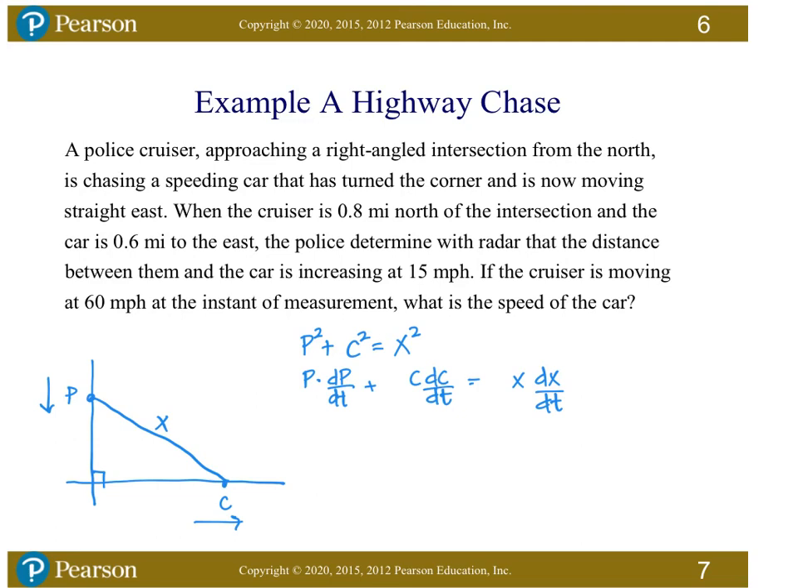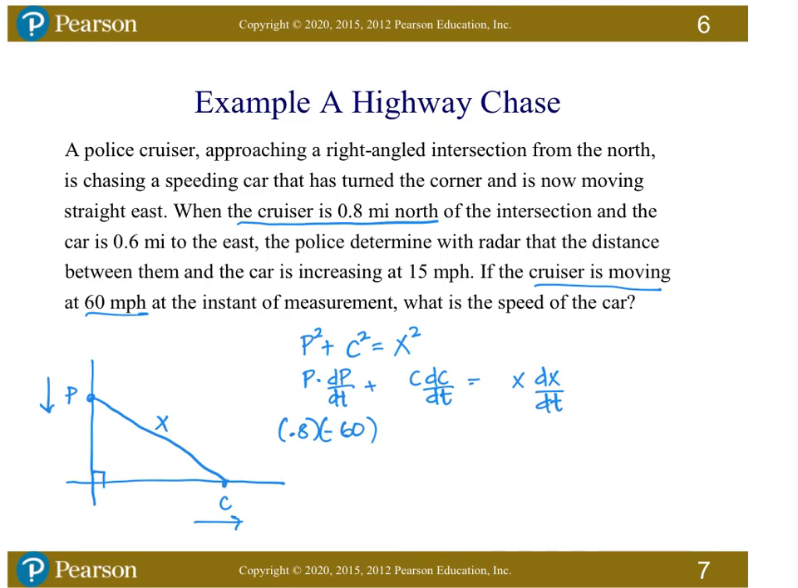Now, no one is standing still in this situation. Everybody's moving. The police car is moving, the car that's speeding away is moving, and the distance between them is changing. The position of the police car, we read that the police cruiser is 0.8 miles north. So that would be 0.8. We also know that the cruiser is moving at 60 miles per hour. But you also have to take into account the direction. The police cruiser is moving from the north to the south, which we count as negative velocity.